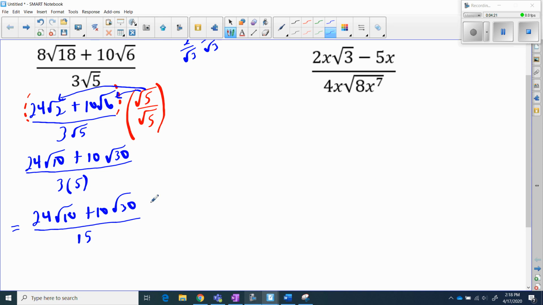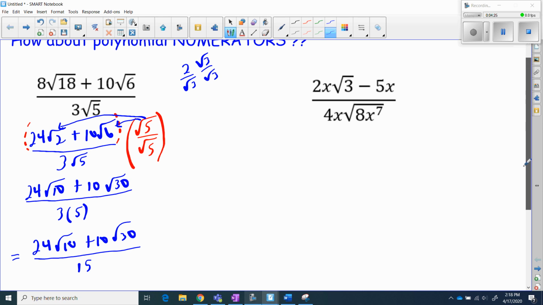All right, let's go to the next one. So the next one progresses a little bit in that it's got variables in there. But I'm not going to do it any different. I'm going to reduce anywhere I can first. So this radical is not in the simplest form. So I'm going to leave the ones in the numerator.